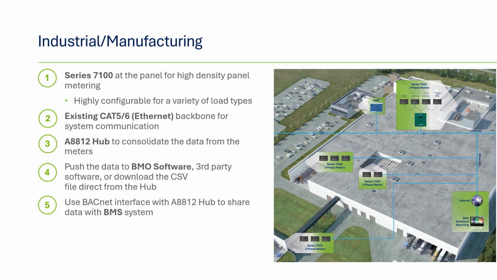3. This illustration shows the A8812, but any of the data acquisition servers would work to consolidate the data from the meters. 4. Software selection for these applications could include Building Manager Online for energy management or code compliance. They may also choose to utilize the data with their own analytics software. 5. It is common for these systems to require integration with an automation system, which can be done using the BACnet communications in the data acquisition hub.